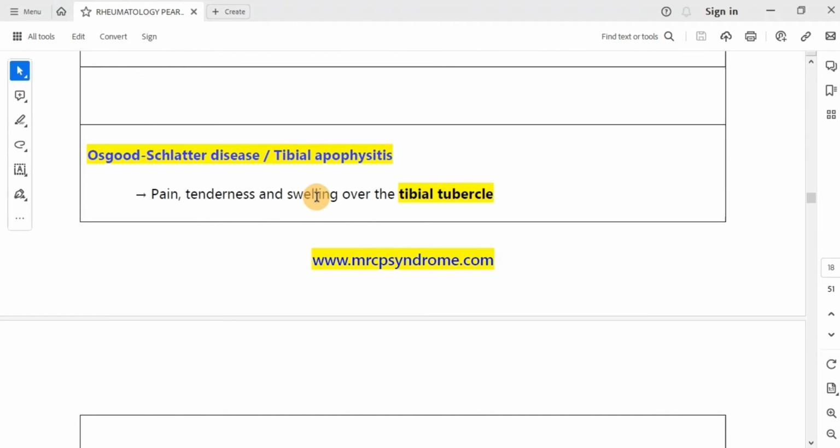Pain, tenderness and swelling over the tibial tubercle is highly suggestive of tibial apophysitis. This is also known as Osgood-Schlatter's disease.